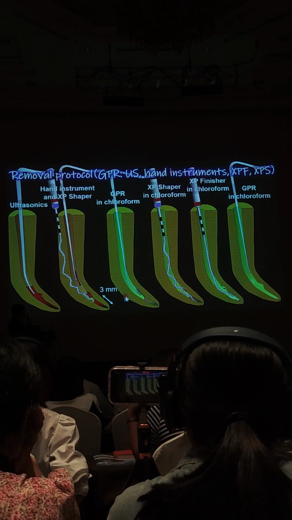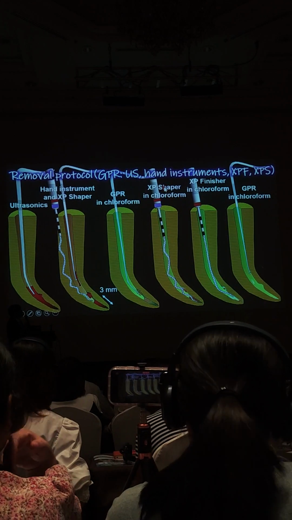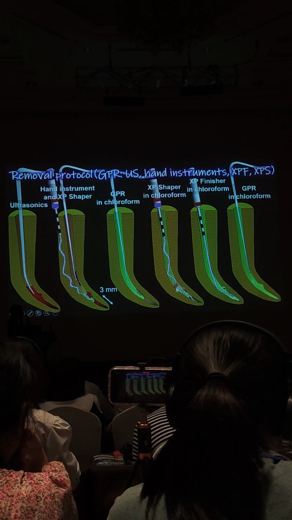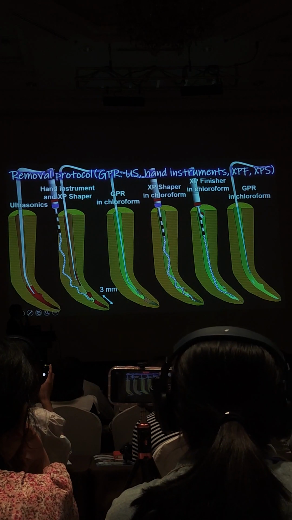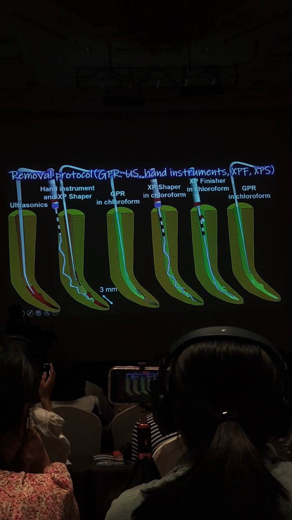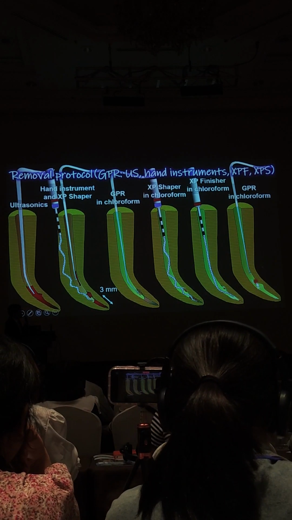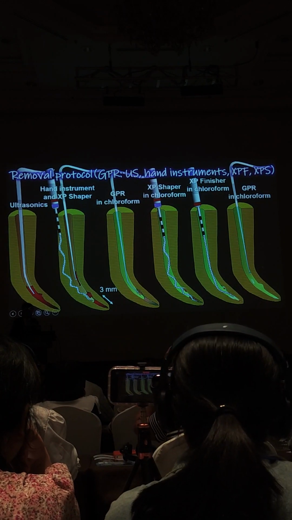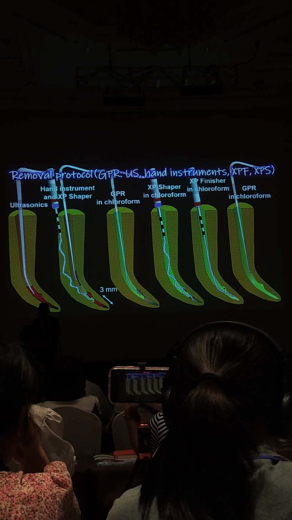You put chloroform inside the root canal, agitate it, then you spin the XP Endo Shaper at higher speed, 2500 RPM, followed by the XP Endo Finisher, then you will dissolve all the gutta-percha remaining inside the root canal. This is how I remove the gutta-percha filling.